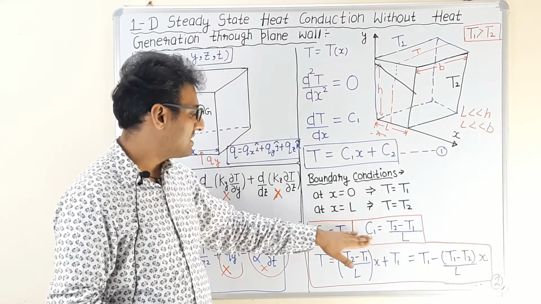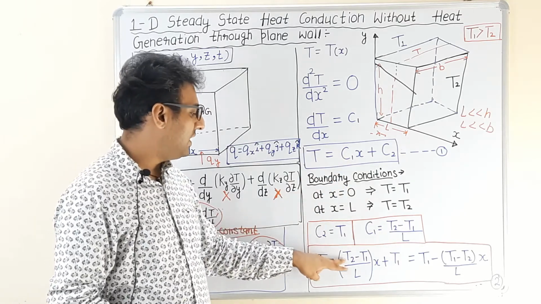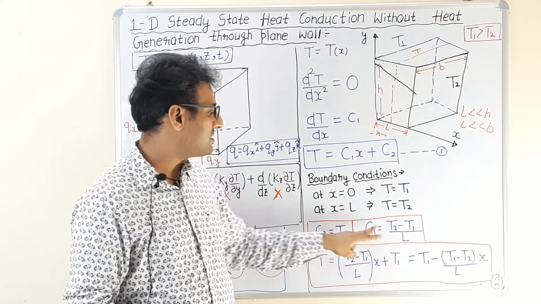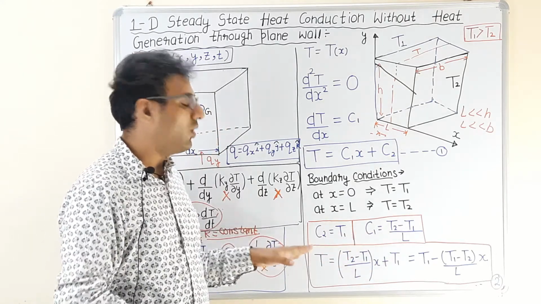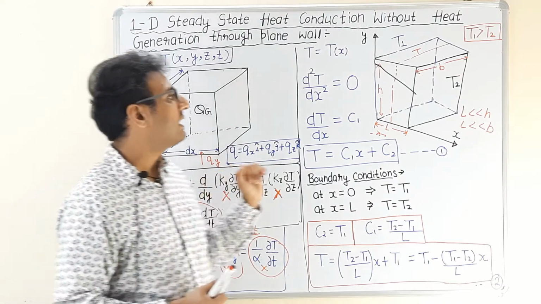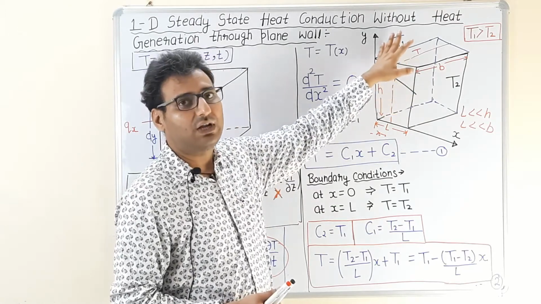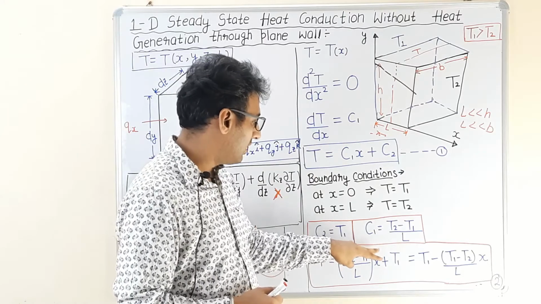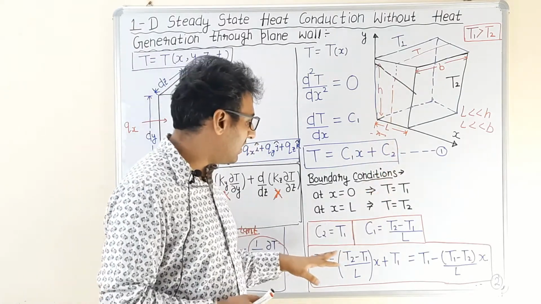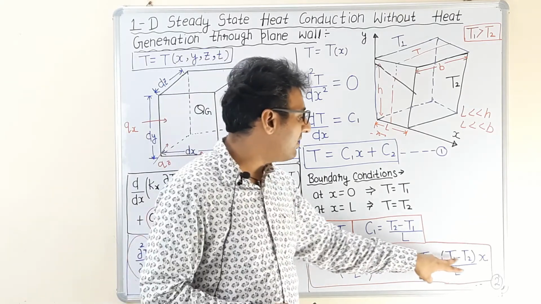After substituting the values of C1 and C2 in equation number 1, we will get the temperature distribution like this: T equals (T2 minus T1) by L into x, this is the value of C1, plus T1, which is C2. Now, as we already know, heat flow always takes place from the higher temperature to the lower temperature. It means the temperature at any other cross section of this thermal system will be lower than T1. Hence we will rearrange this temperature distribution equation in order to show that the temperature is lower than T1. So after rearranging, T equals T1, and we have taken minus common from this term, so T1 minus T2 upon L.